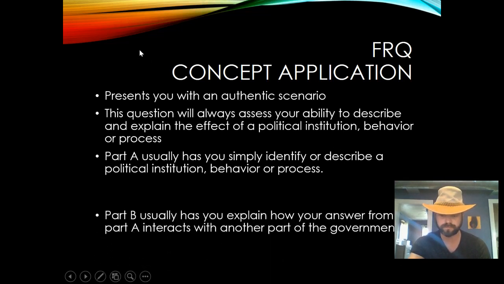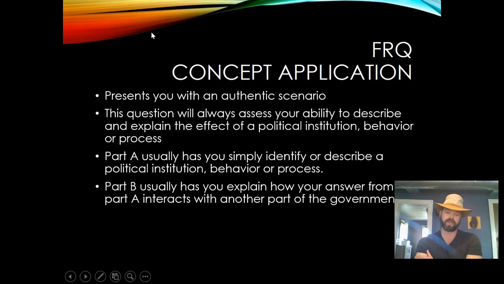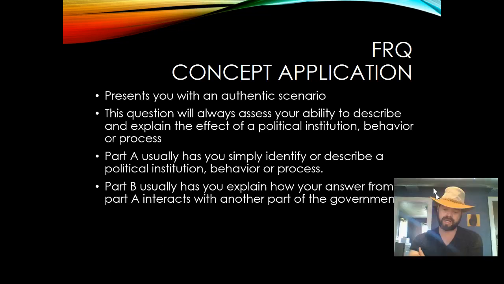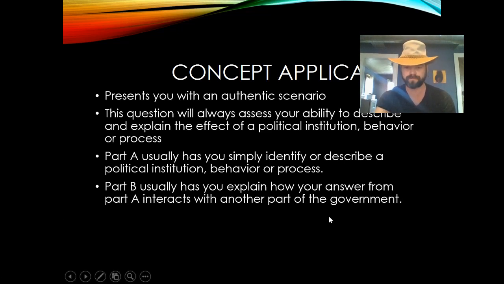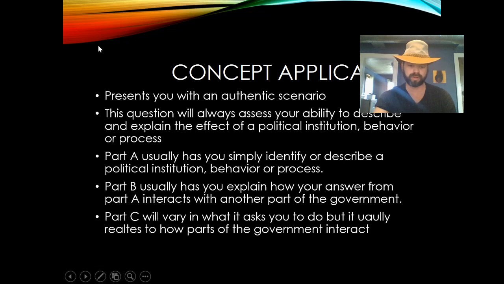Next, part B usually has you explain how your answer from part A interacts with another part of the government. So in part A, you'll identify something, an institution, behavior, or a process, and then you're going to have to explain how that answer relates to another part of the government. Part C will vary in what it asks you to do, but it usually relates to how parts of the government interact.